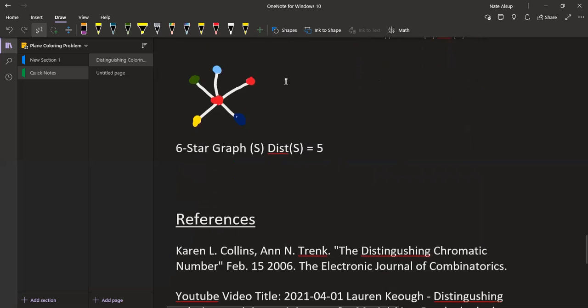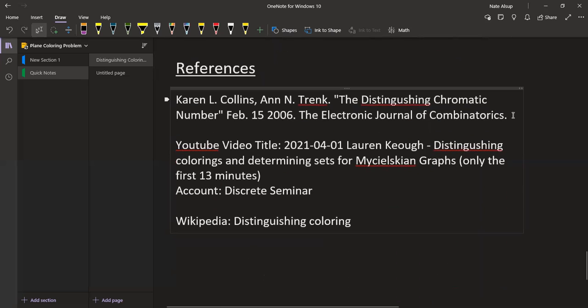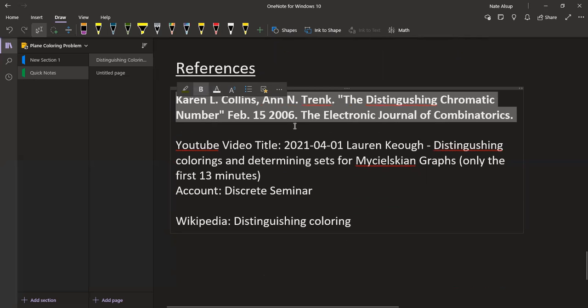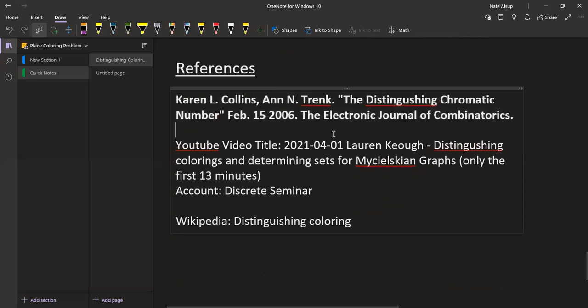Alrighty. And going down to the references, this one right here is the main paper that had everything that was talked about. I was talking about the tree graph where I was referencing, if you want to look more into it, look into this paper. This is how I was able to find the answer for the Petersen graph, and all that.